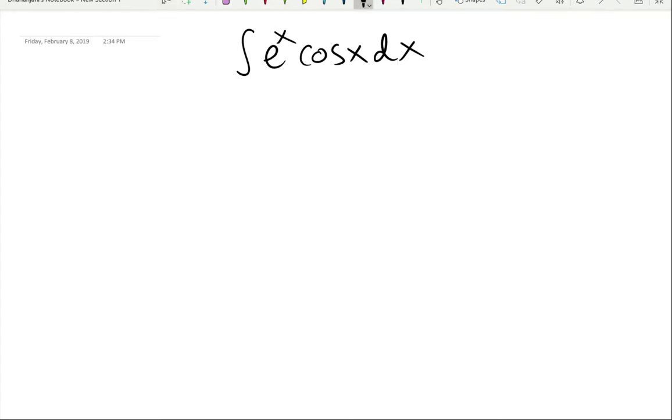I forgot what type of function this is. Exponential, my bad, sorry, and trigonometric. So what is u? Okay, u is, well, cosine x, right? T comes before e. dv is e to the x dx.